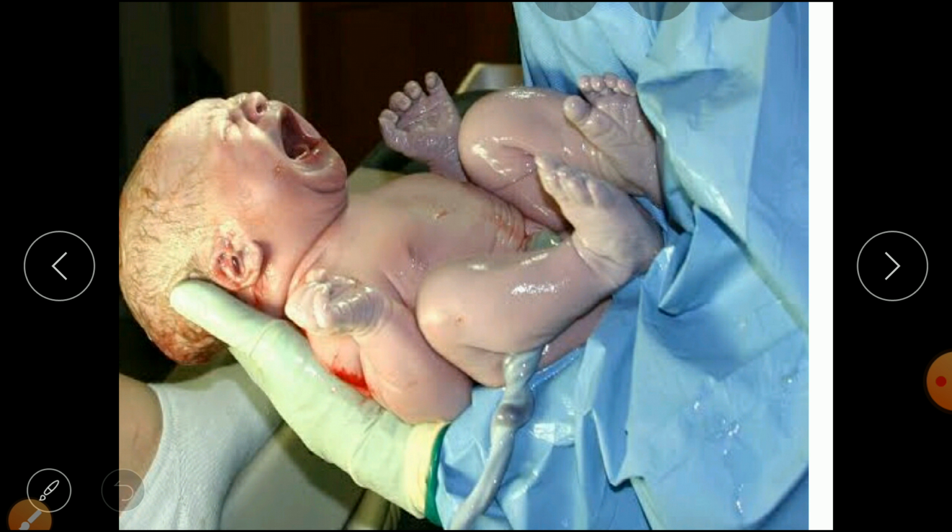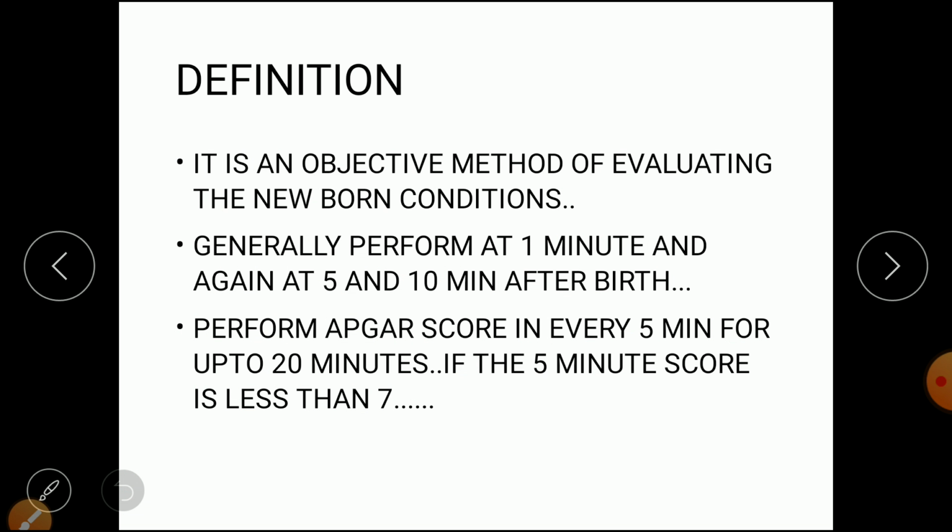Here is a baby after delivery. Definition: it is an objective method of evaluating the newborn's condition. Generally, it is performed at 1 minute and again at 5 and 10 minutes after birth. That means the Apgar score is performed every 5 minutes for up to 20 minutes if the 5-minute score is less than 7. That means the doctor performs the Apgar score within 1 minute of birth, and if the score is less than 7, the doctor performs the test again within 5 minutes. And if the score is still less than 7, the doctor continues this test up to 20 minutes.